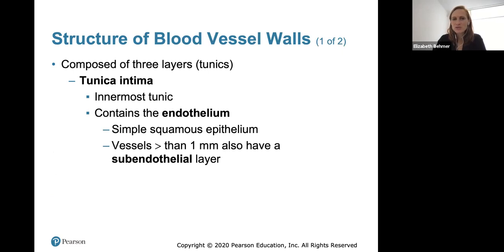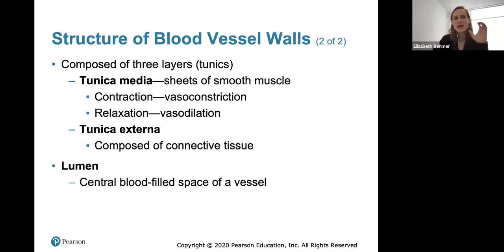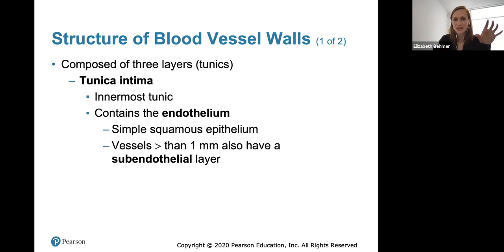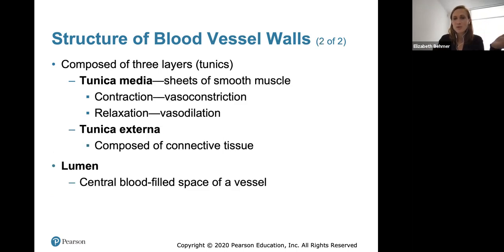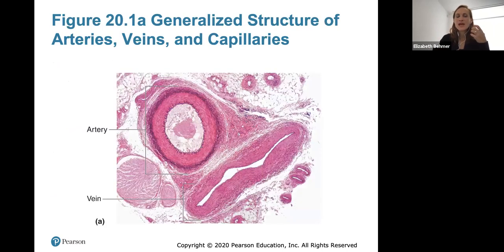The structure of blood vessel walls: they're all composed of three layers, and the layers will differ in thickness between arteries and veins. This takes you through the three different layers: the intima, the media, and the externa. The word lumen describes the central blood-filled space. Underneath the microscope you can see differences between arteries and veins. Arteries have a much thicker tunica media, the muscular portion, and veins are much thinner. So the veins often collapse on themselves, whereas arteries have a lot more elastic tissue, which keeps them open.